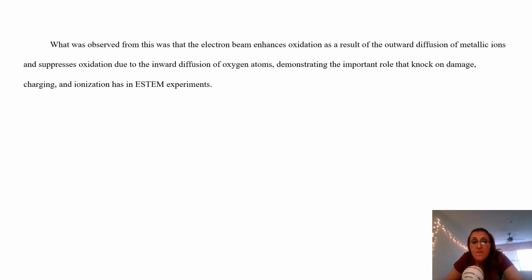What was observed from this was that the electron beam enhances oxidation as a result of the outward diffusion of metallic ions and suppresses oxidation due to the inward diffusion of oxygen atoms, demonstrating the important role that knock-on damage, charging, and ionization have in the ESTEM experiments.